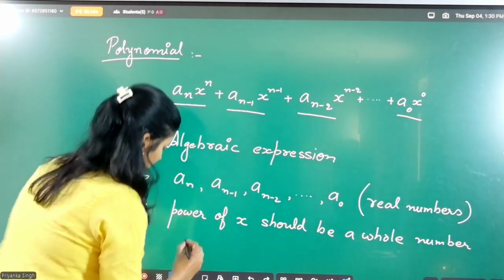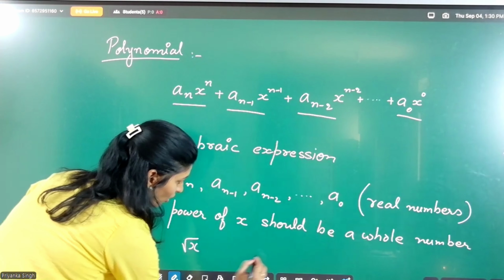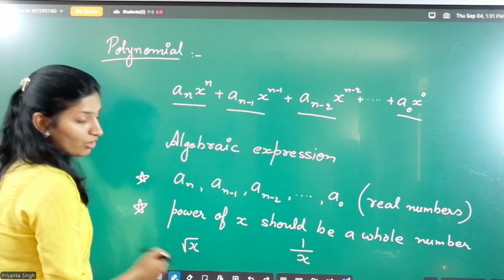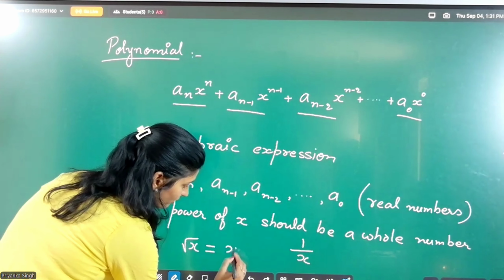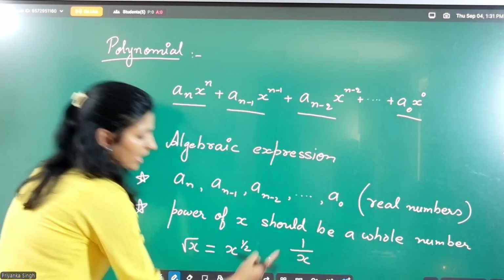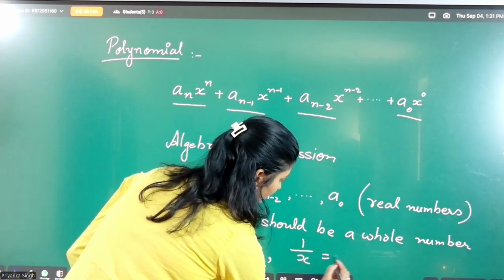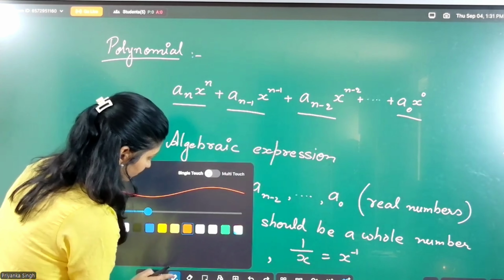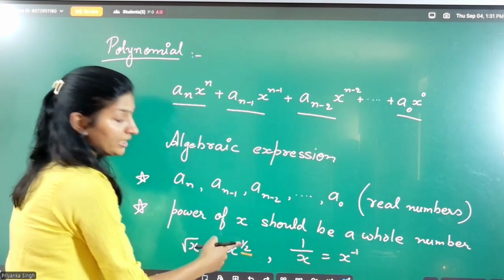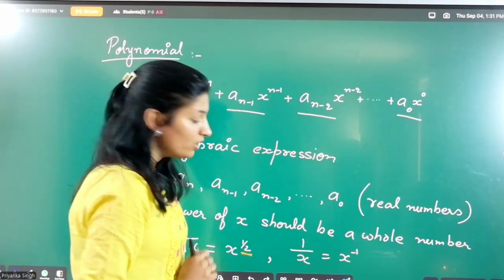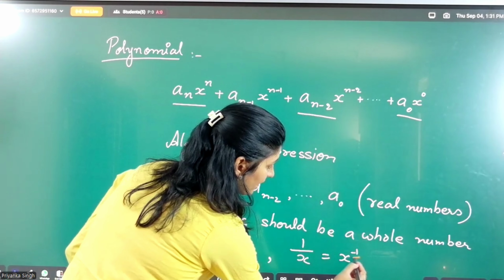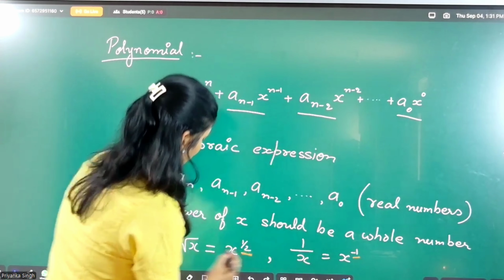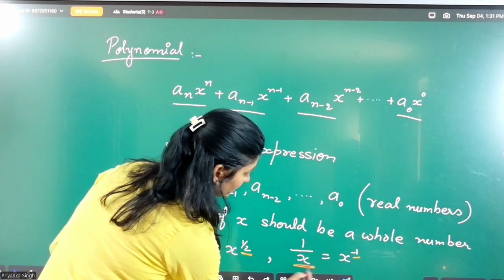तो अगर हमको कोई एक्सप्रेशन दिया हुआ है like this or like this, something like this, so we know that under root of x can be written in the form of x raised to power 1 by 2, and 1 by x can be written down in the form of x raised to power minus 1, right? Now see here, what is the power of x here? It is 1 by 2, which is not a whole number. Similarly, the power that we have here is minus 1, which is again not a whole number. So these two are not a polynomial.